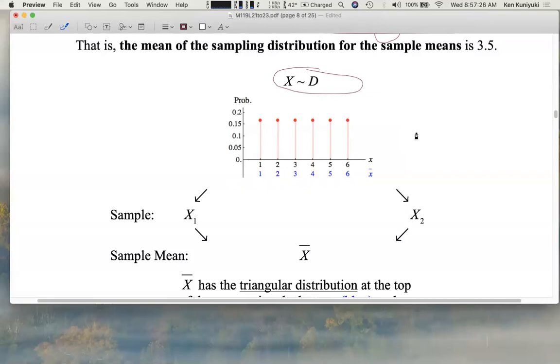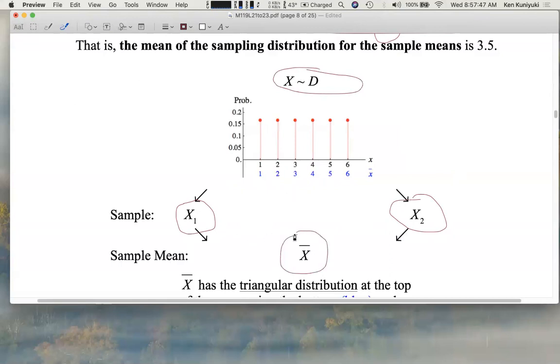Now let's say a student takes a red die and a green die, two dice, and rolls them. X sub 1 will be the result on the red die. X sub 2 will be the result on the green die. Right now, I don't know them yet. They're random variables, but they each have this distribution.